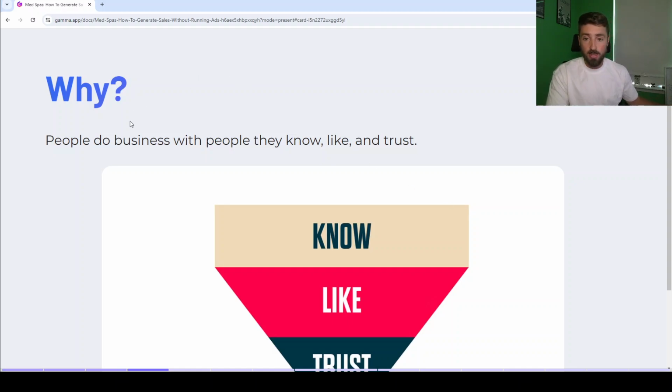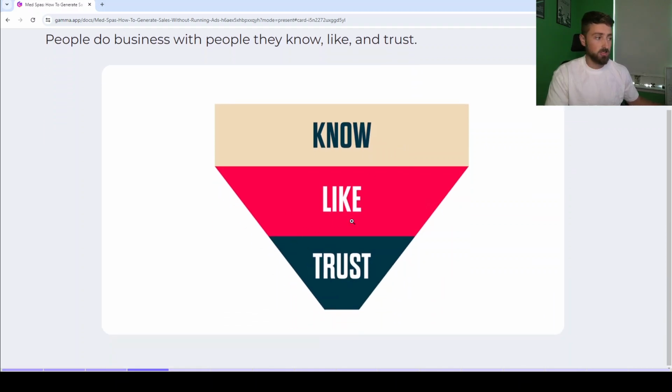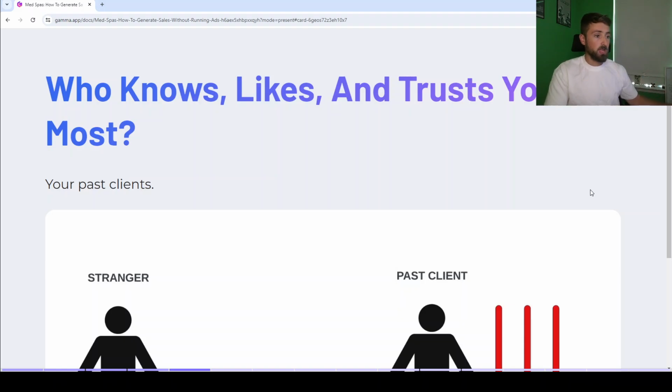But the reason why is because people do business with people that they know, like, and trust. So this is a marketing concept called the know, like, trust factor. And it essentially says that the more that someone knows, likes, and trusts you, the more likely it is that they are willing to do business with you or build a business relationship with you to come in to buy your products or services. And so who knows, likes, and trusts you the most out of anyone in the world? And it is your past clients.